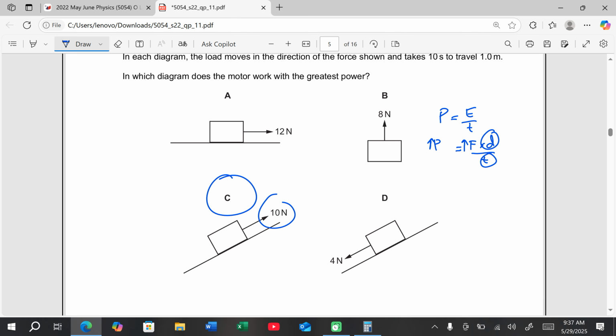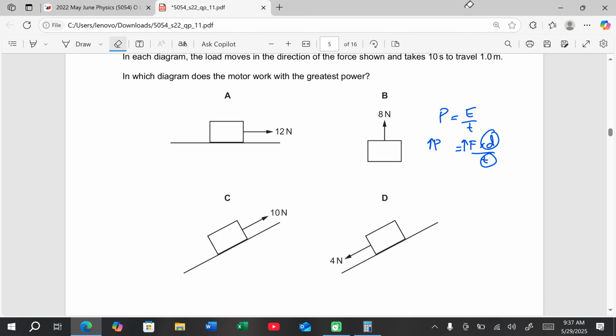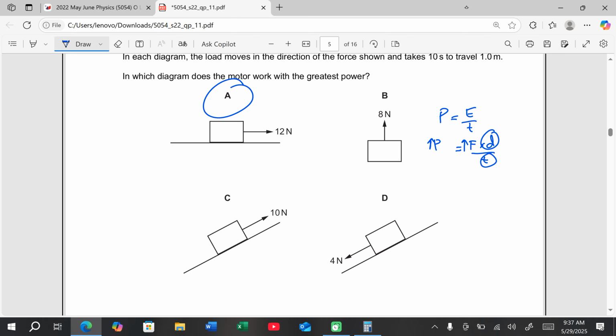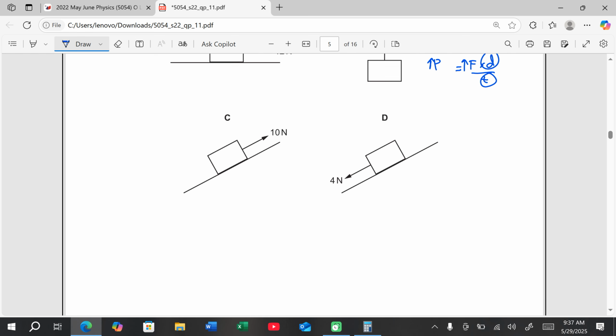Sorry, it is diagram 12. Pardon me for this. Greatest force, so greatest power.